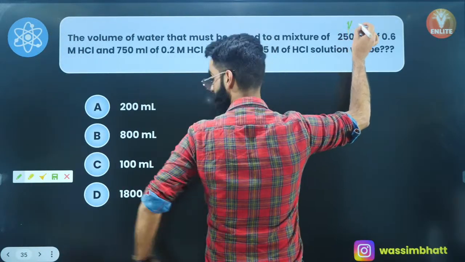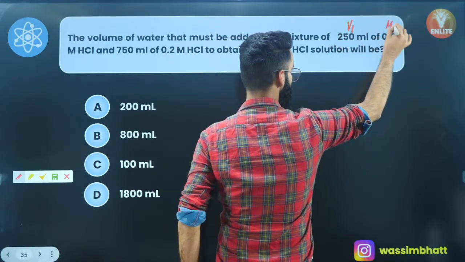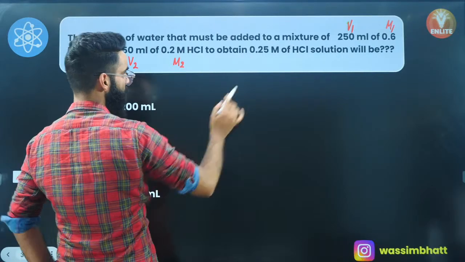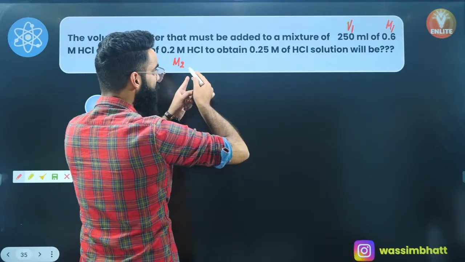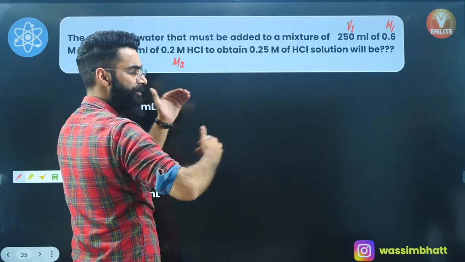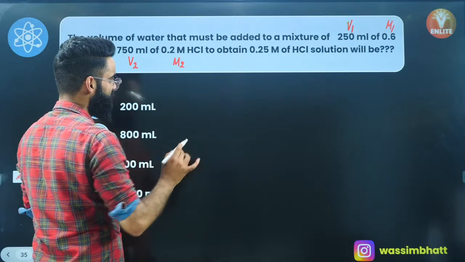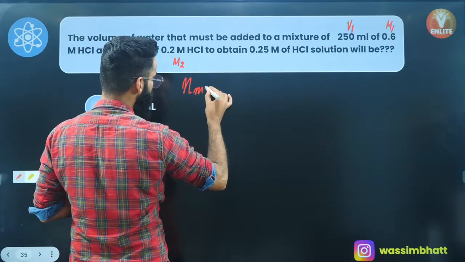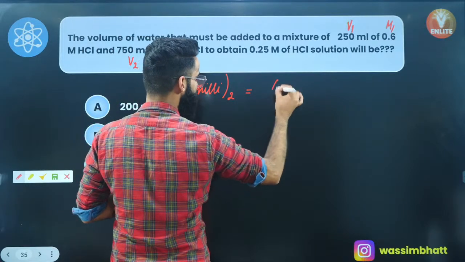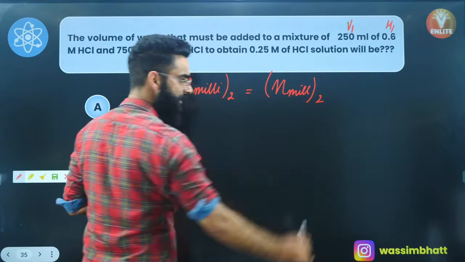This is the volume of one solution, the molarity of the first solution, the volume of the second solution, the molarity of the second solution. So you are basically adding these two solutions up, and at the same time, during the mixing of these solutions, you are basically adding water as well, right? So I'll simply use one concept: the number of millimoles of solute. The number of millimoles of solute before mixing must be equal to the number of millimoles of solute after mixing.